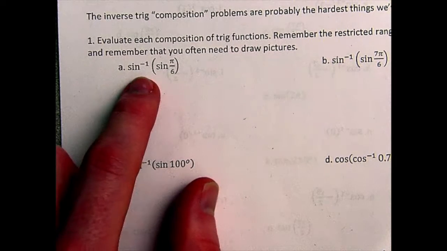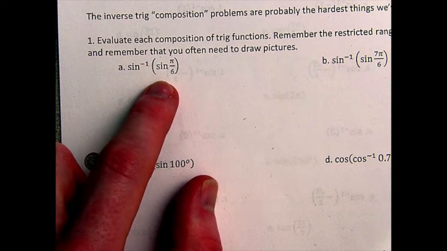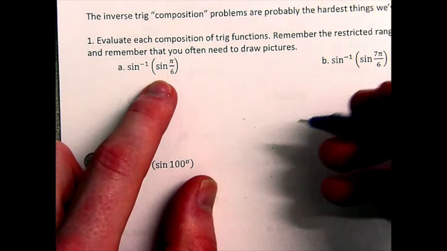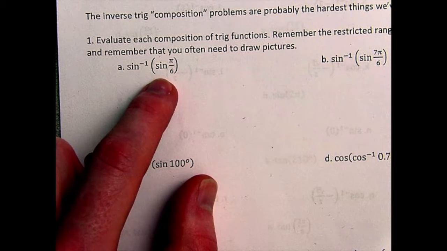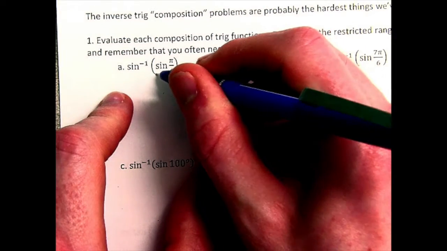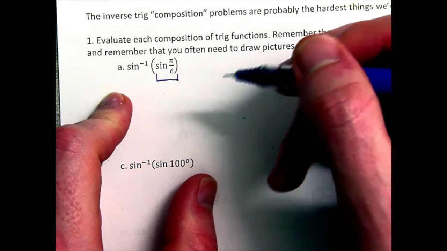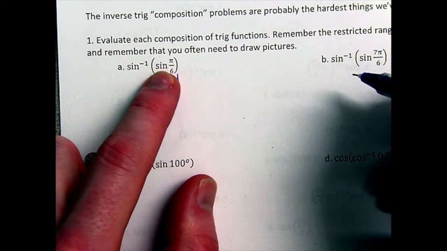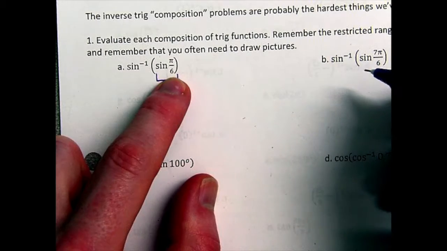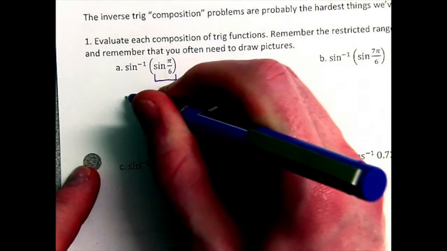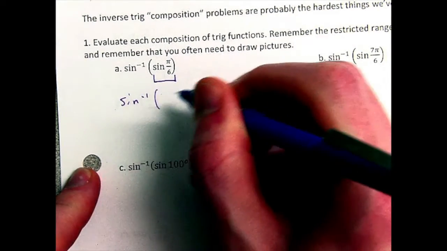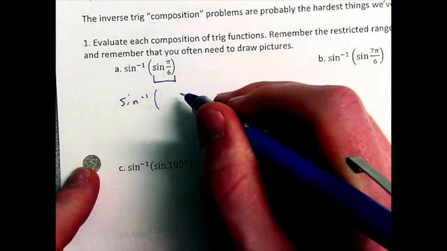So this one here, inverse sine of sine of pi over 6. Whenever you have a composition of trig functions, I recommend that you pay close attention to what the inside expression is. That is a regular trig function, sine of pi over 6. We can actually evaluate that. Sine of pi over 6 is the y-coordinate associated with pi over 6.